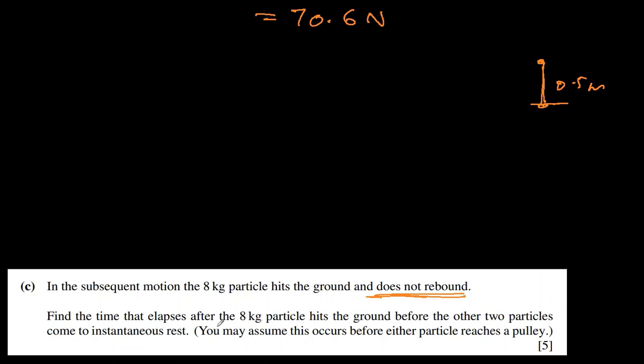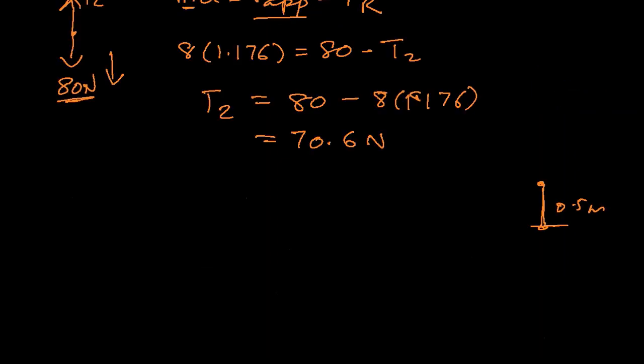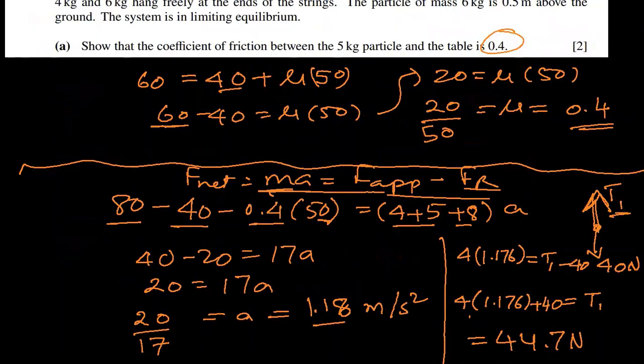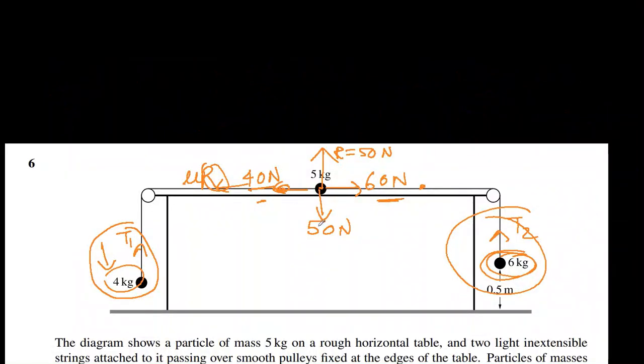Find the time that elapses after the 8 kg particle hits the ground before the other two particles come to instantaneous rest. You may assume this occurs before either particle reaches the pulley. Alright, let's go back to the picture and try to visualize what they're trying to say. This is the system. When this 8 kg reaches the ground, this 4 kg will go up by 0.5, and this 5 kg will go to the right by 0.5, and then it hits the ground.